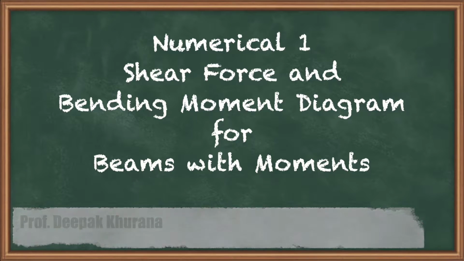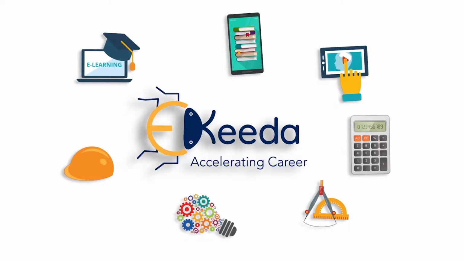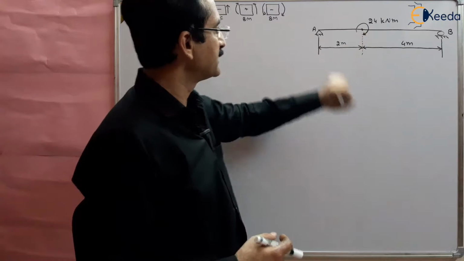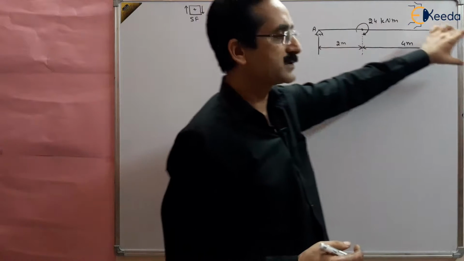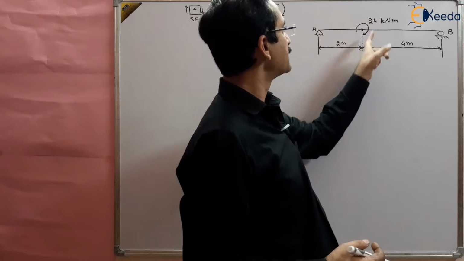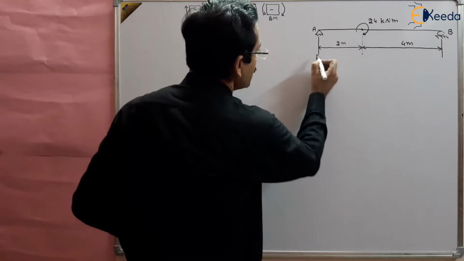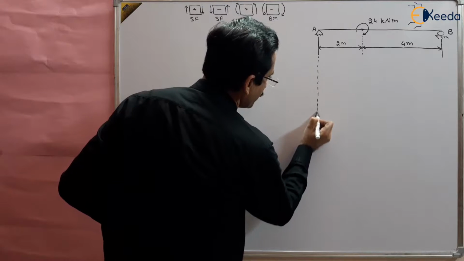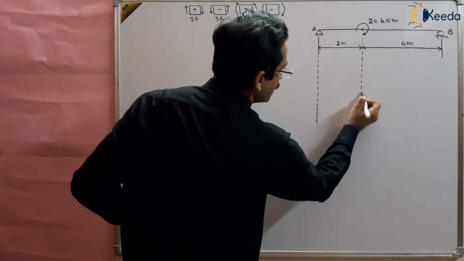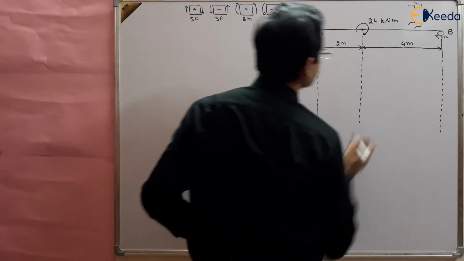When the couple is given, a simply supported beam is there, and here a clockwise couple of 24 kilonewton meter is given. We have to draw the shear force diagram and bending moment diagram for this question.